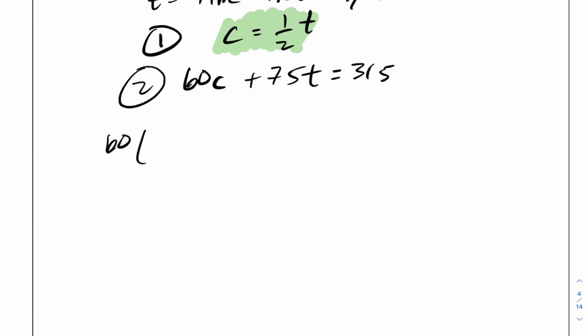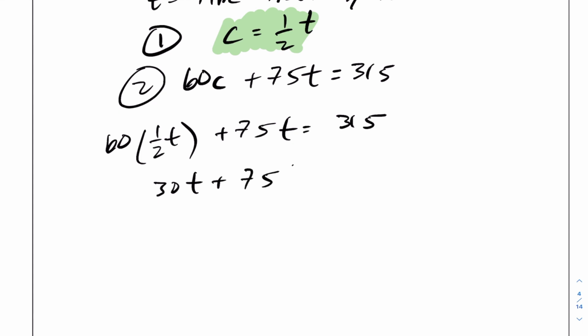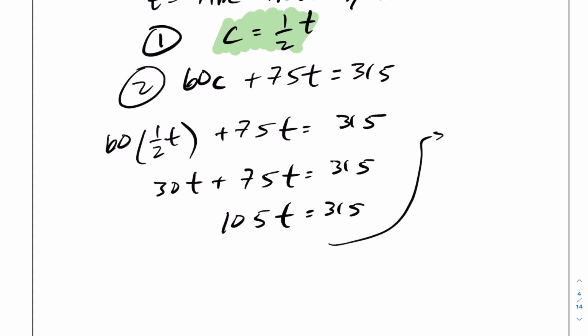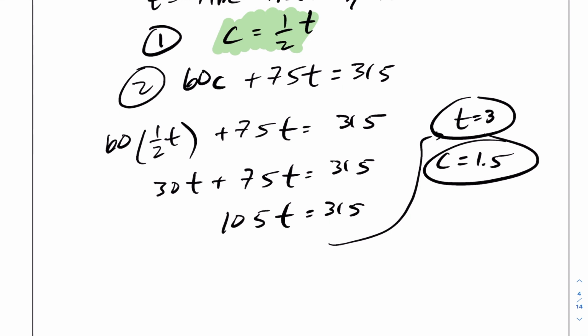So I get 60 times 1/2 T plus 75T is 315, which is 30T plus 75T is 315. 105T is 315. Dividing that out, we get T equals 3 hours. And if T equals 3 hours by train, that means the car was half as much, so it's an hour and a half by car. So Andy traveled 3 hours by train, going 75 kilometers an hour, and then an hour and a half by car, going 60 kilometers an hour.